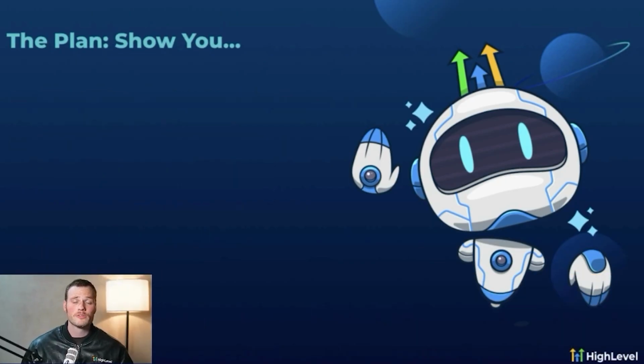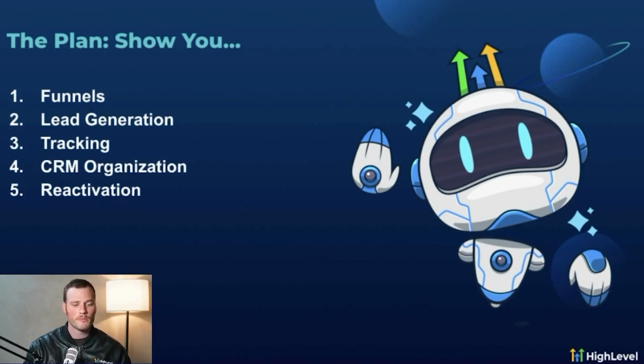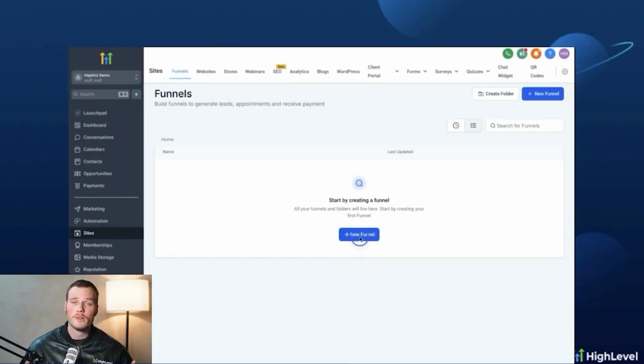So the plan today is really to help you get the most out of how to collect, organize, and leverage first-party data inside of HighLevel. In order to paint that picture, we're going to cover a few different product areas. Those are funnels, lead generation, tracking, CRM organization, and reactivation. So everything from pre-lead gen to actually collecting the data, to tracking that data, organizing that data, and then reactivation is really one of the best examples of how we leverage that data. So let's start with funnels.